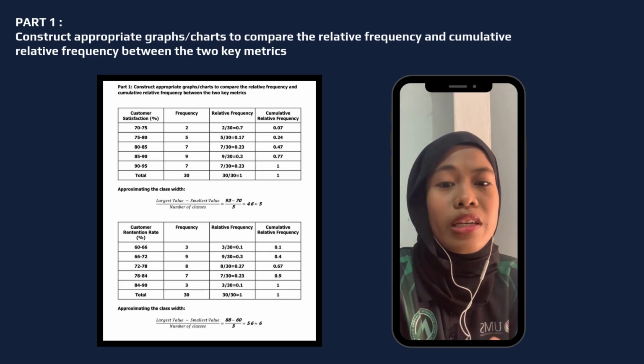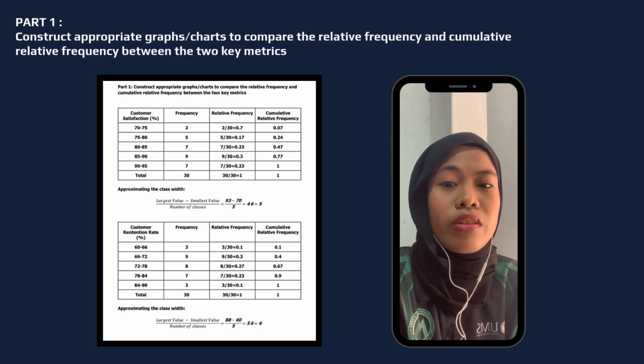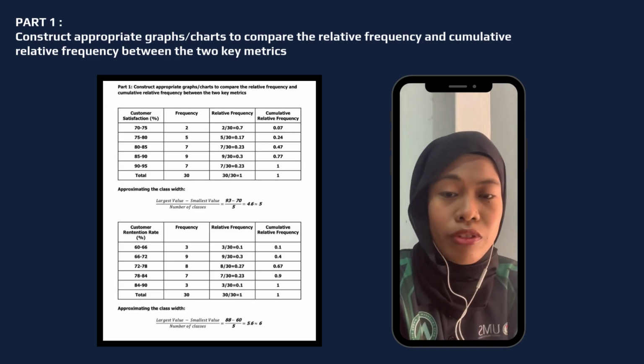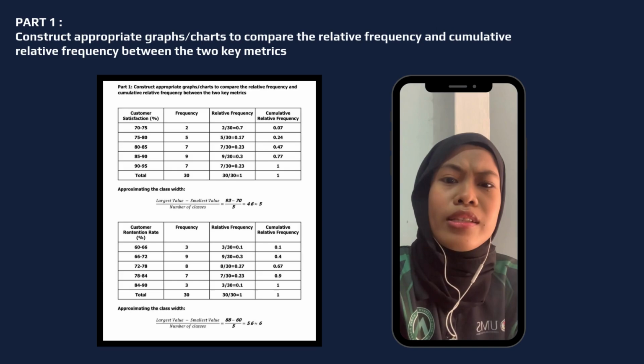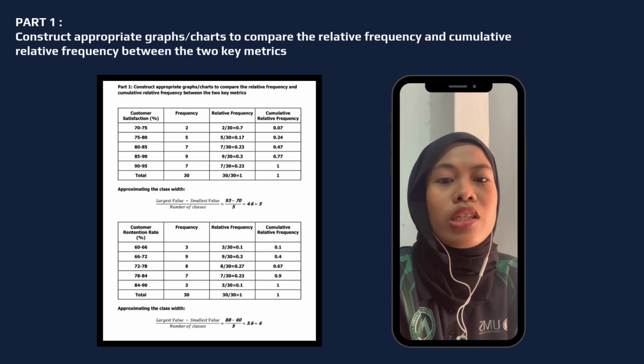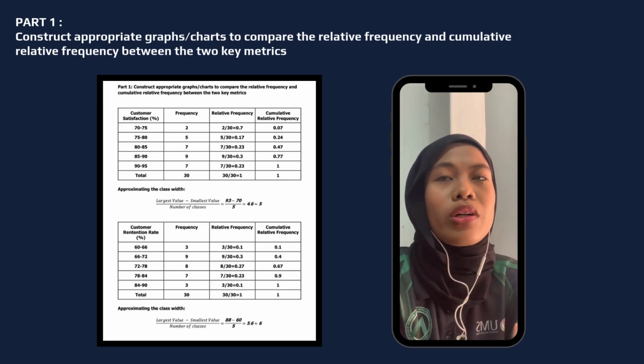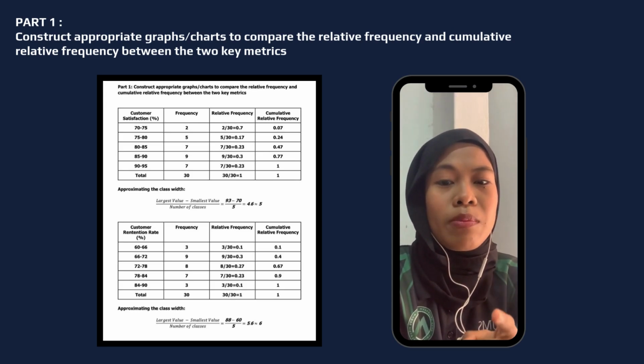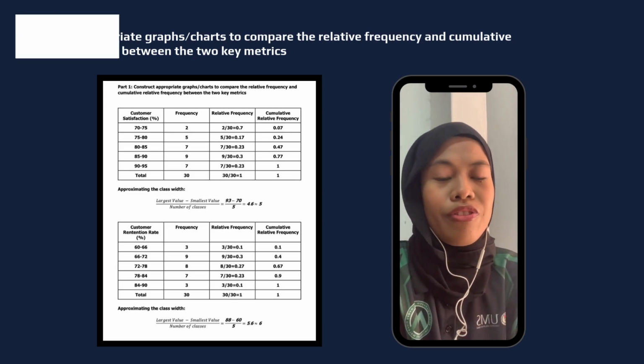To make the data easier to understand, we can create a graph. A histogram and an ogive graph visualize the trends in customer satisfaction score and retention rate. So the bars or line segments represent relative frequency, showing how satisfaction is distributed among the customers. In the next video, I will explain the graphs, histogram and ogive.